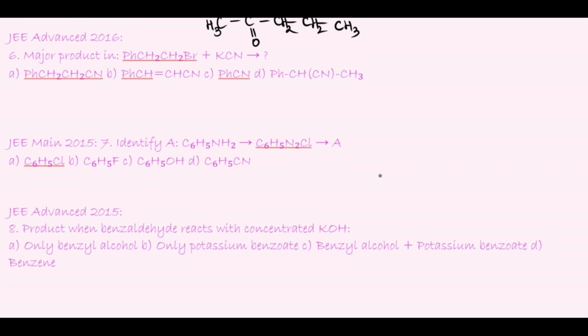Then the major product of this reaction: phenyl ring CH2Br with KCN. So what would be the major product? It will undergo SN2 substitution at the primary carbon, so it will be forming a product. Just a substitution you have to do.